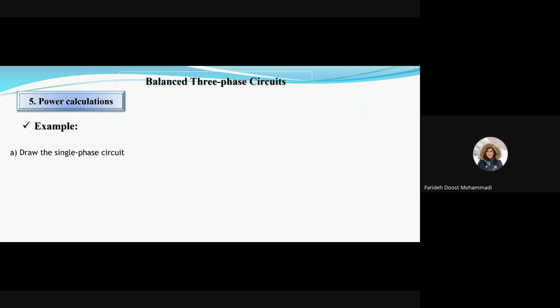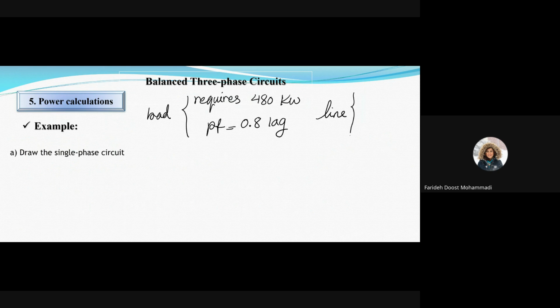Okay, so now I want to solve an example to show you how you can solve for different parameters in your circuit. So this is an interesting example. Let me draw the circuit information first. We have a load that requires 480 kilowatt, and it has a power factor equal to 0.8 lag. And we also have a line that has an impedance of 0.005 plus j0.025 ohm per phase.